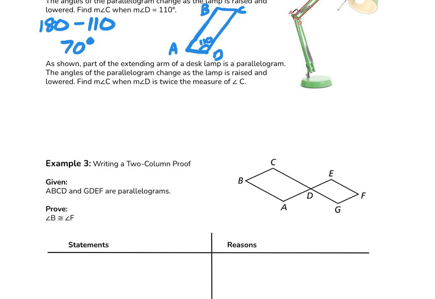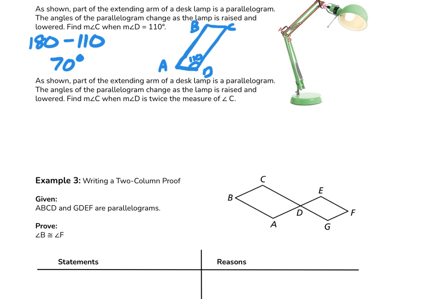Okay, on this one, it says part of the extending arm of a desk lamp is a parallelogram. The angles of the parallelogram change as the lamp is raised. So as they change this pivot point, it changes the angle of the lamp a little bit to put it in a different location. Find the measure of angle C when D is twice the measure of angle C.